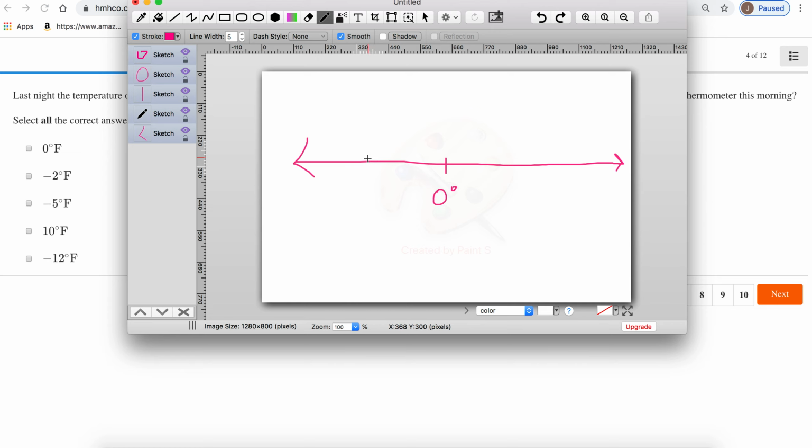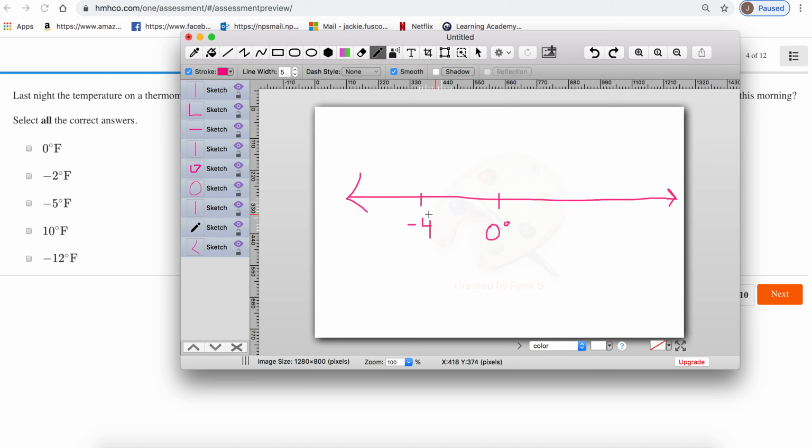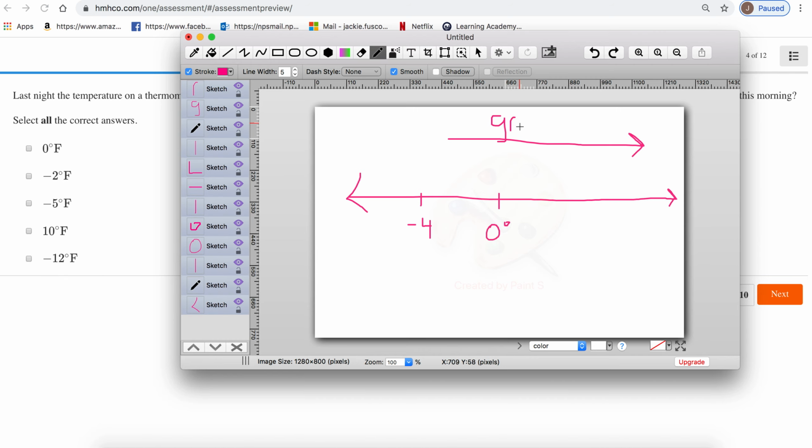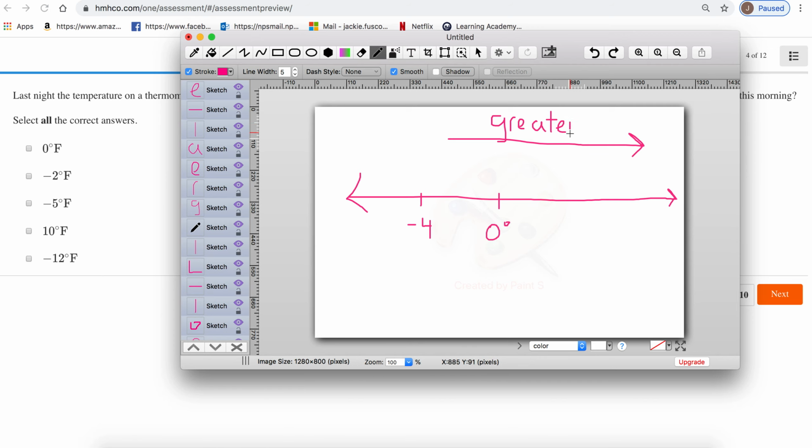And last night it was at -4, so that's on this side of the number line. And then it's asking what other numbers make it colder. So one option is 0, but as I go to the right on the number line, my numbers are getting greater. So 0 is greater than -4. I'm looking for numbers that are less, or colder. So 0 is actually warmer than -4.